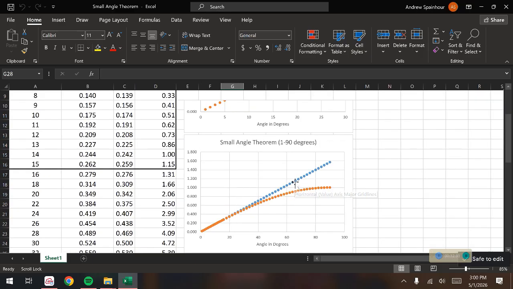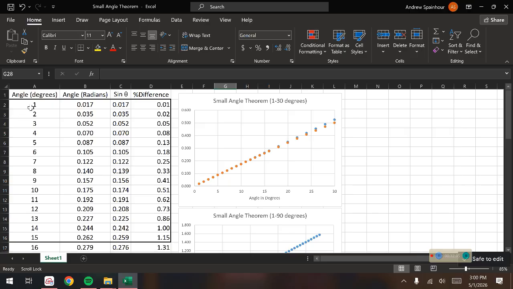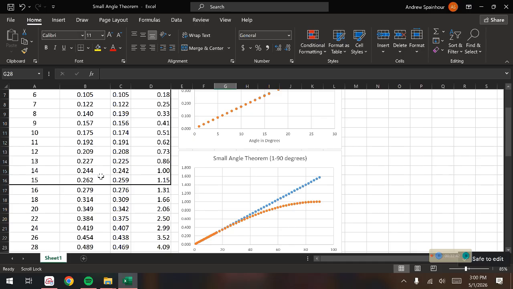Okay, so here it is. I made basically what you just did. Here's the numbers in degrees, here's the number in radians, and here's the sine theta, and over here is the percent difference, like you just calculated. Okay, here's 0.262, here's 0.259, it's off by 1.15%.